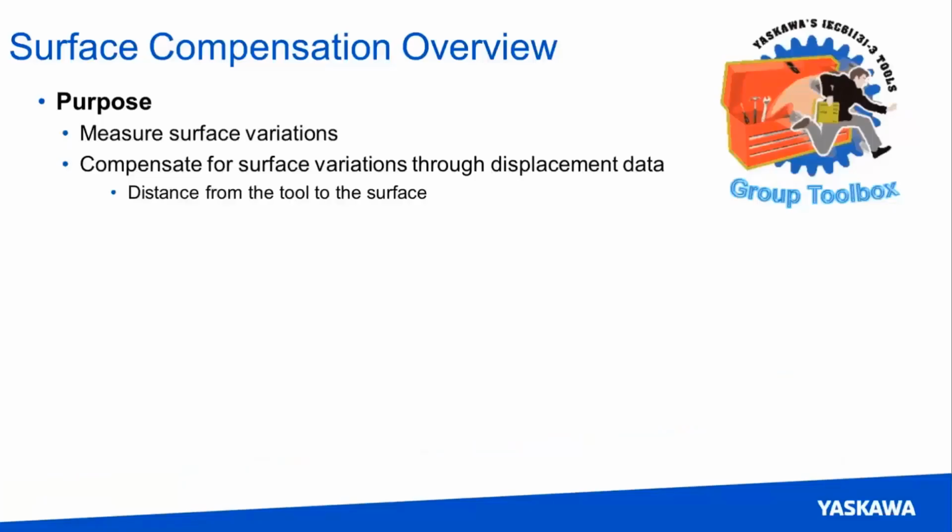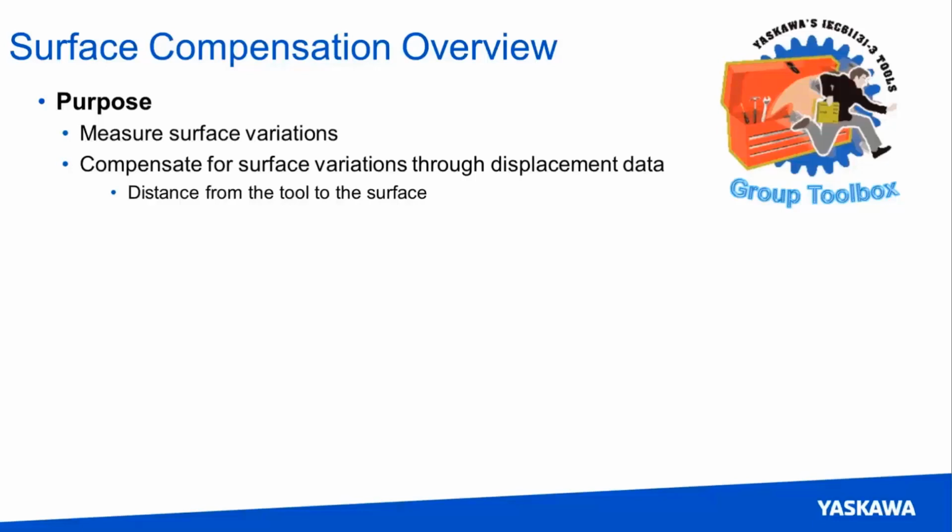So we'll start with an overview. The purpose of this solution is to measure variations in your surface. Many surfaces that you may have on your machine aren't perfect. I don't think anything in life is perfect, although we tend to like to think we can make things perfect, but in reality they're just not.